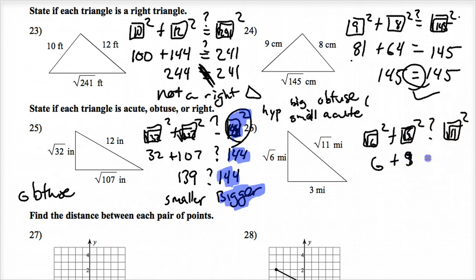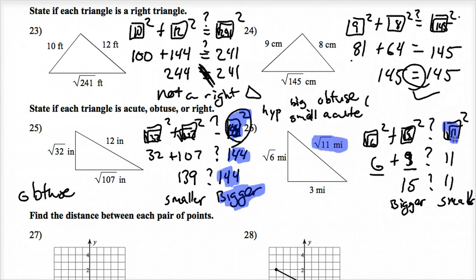And then over here, square root of 11 squared is 11. So 6 plus 9 is 15. Okay, so this side is bigger. This side is smaller. And which one's the hypotenuse? Well, the hypotenuse we said was square root of 11. So that is smaller. The hypotenuse is smaller. That means it's acute.